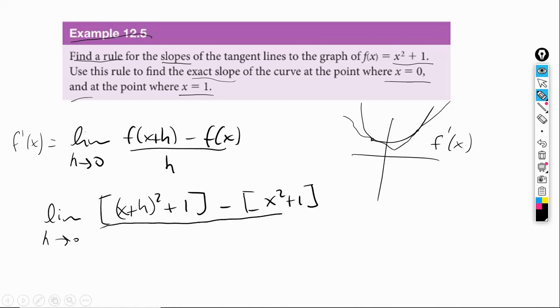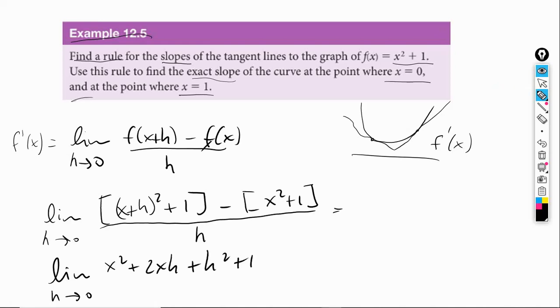And this over h. So now what you have to do is just manipulate this algebraically to get to a limit that won't become undefined, and therefore we're going to get the function, a rule for all the slopes of the tangent lines to this graph. So notice that we can grab this expression and expand it. Let's do that. So limit as h approaches 0, and this would become x squared plus 2xh plus h squared plus 1, and that would be minus x squared minus 1, right? And all of this over h.